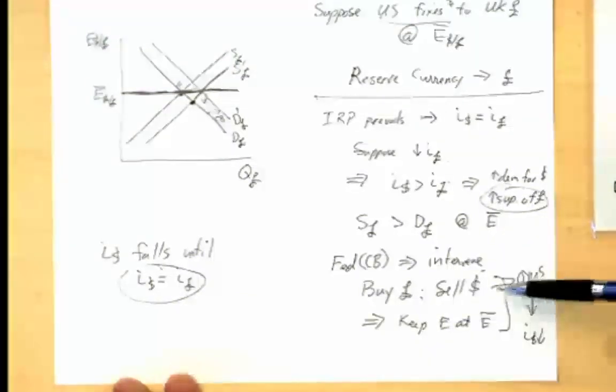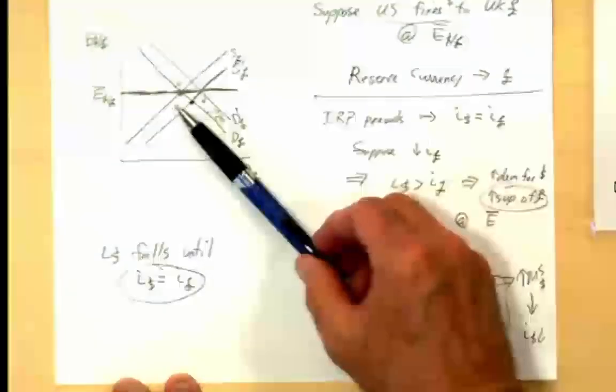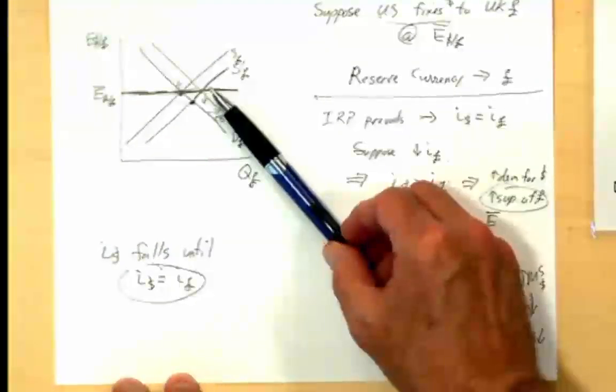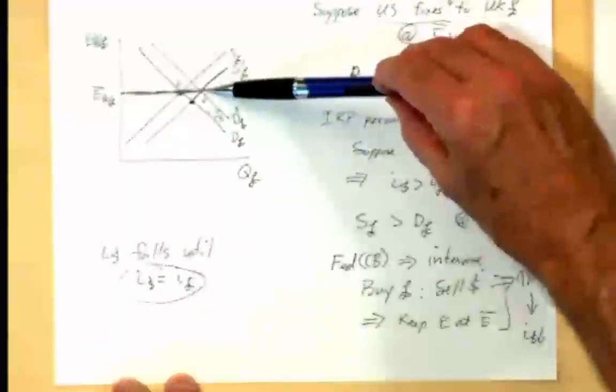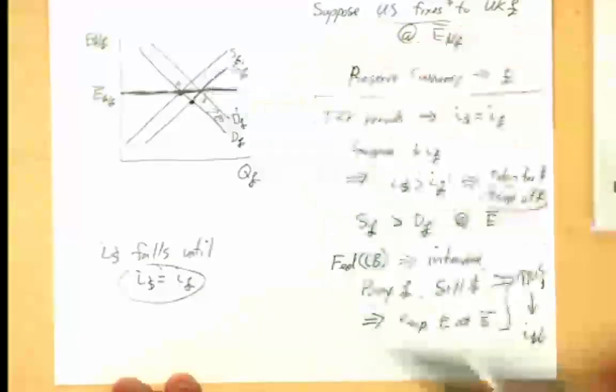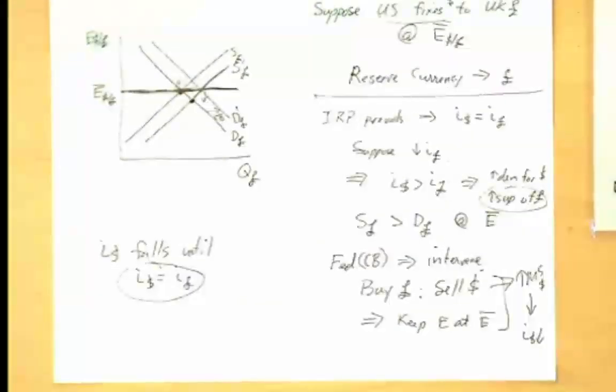But the most important effect of this is going to be that it will shift the demand curve for pounds outward to the right. This buying of pounds is an increase in demand, and that enables the central bank to keep the exchange rate fixed at E bar. Okay, so that's the mechanism that a central bank is going to use.